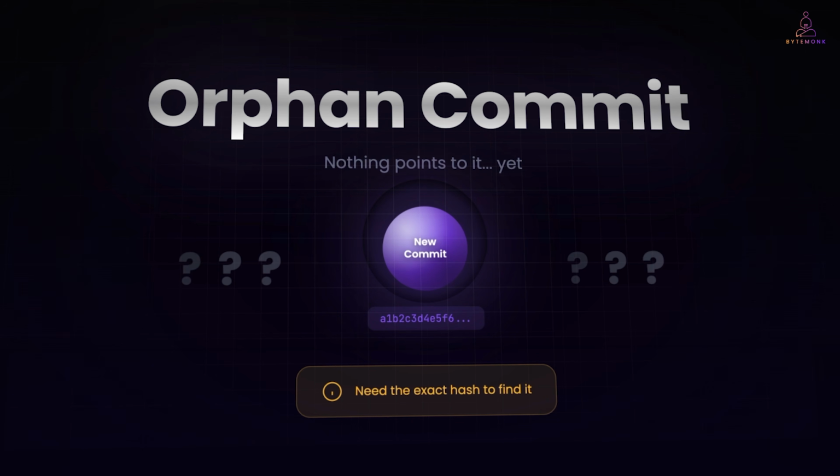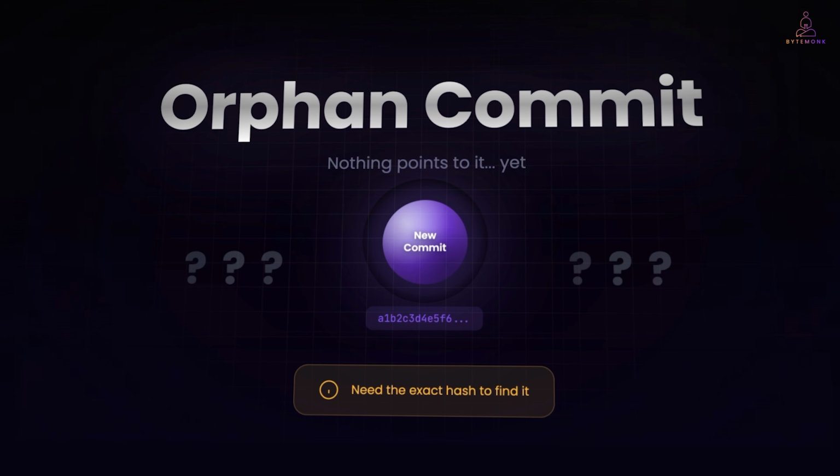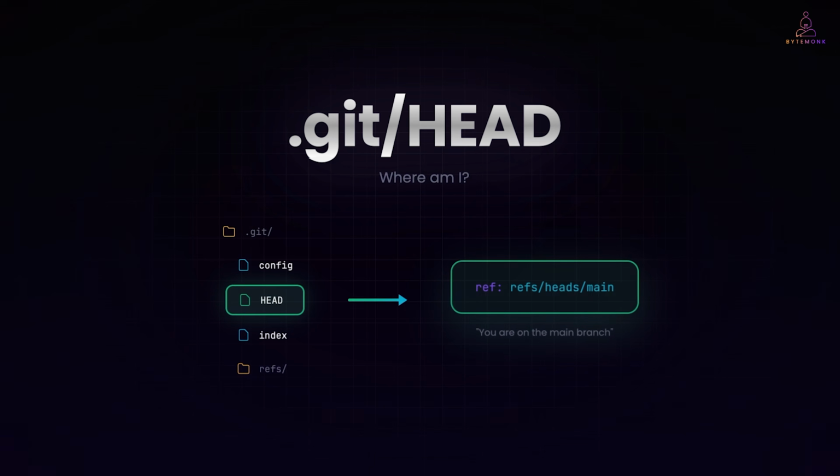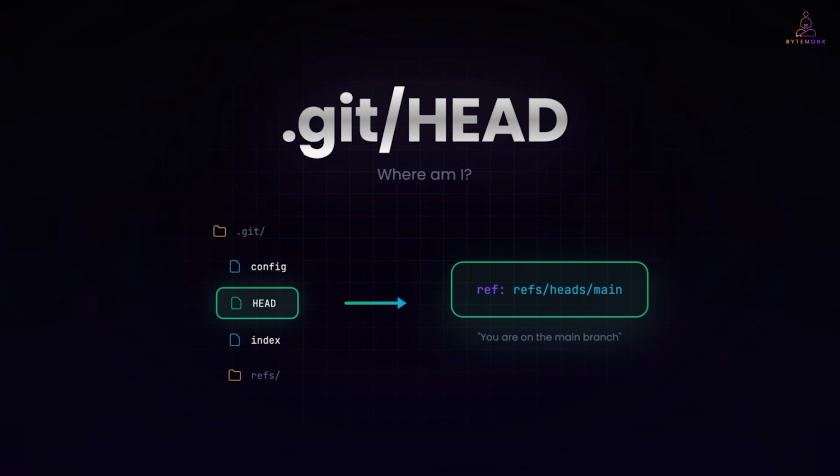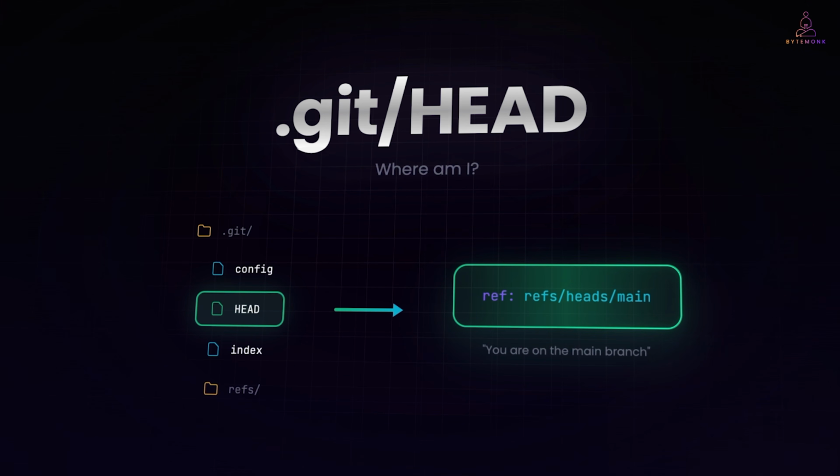So how does Git know which branch you are on? There's a file called HEAD in your Git directory. Open it up and you'll usually see something like this. That's Git saying the user is currently on the main branch.